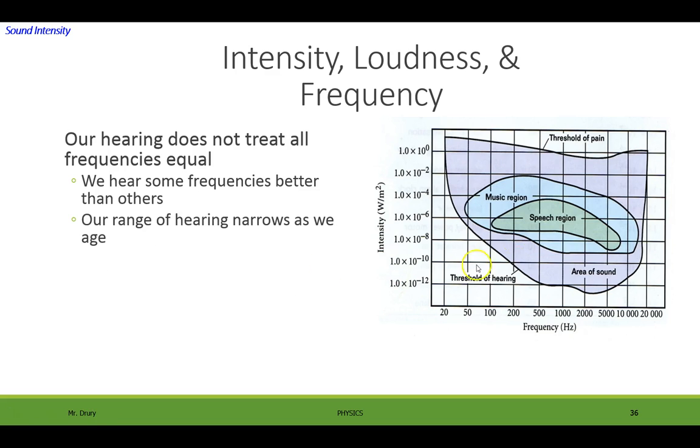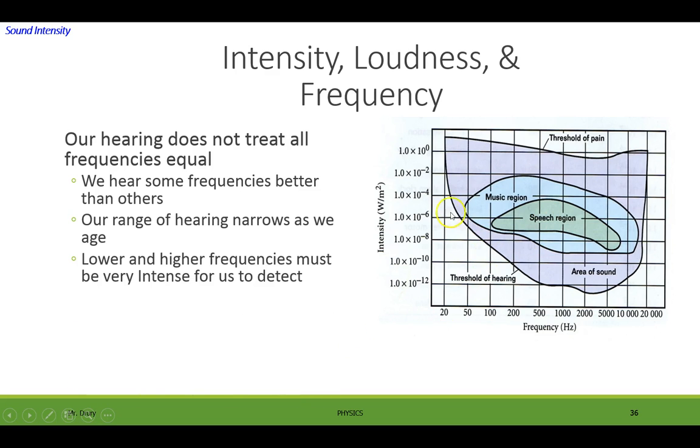Another thing to notice, it's not on here, but just a fact, is that as we age, our hearing range narrows. This graph is showing between 20 and about 20,000 hertz is what we normally hear. But if you notice here, very low frequency or very high frequency waves have to be incredibly intense for us to detect them.